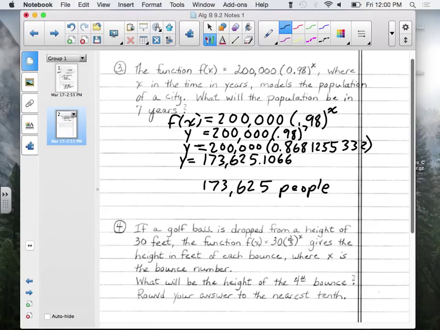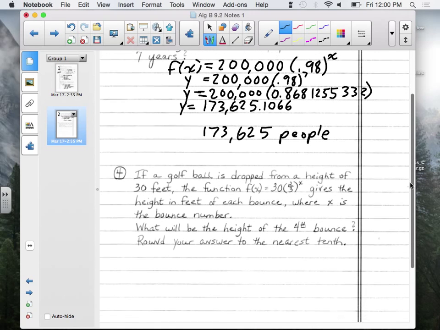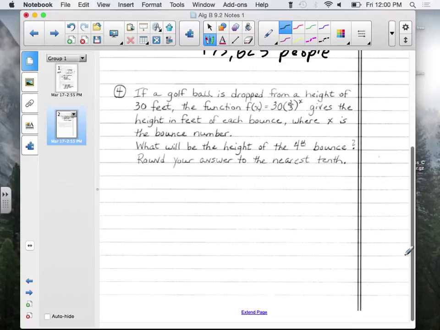Did what we expect to happen happen? What did we expect to happen again? The population would decrease. Did it decrease? Yes. Yeah, so we feel like our answer's pretty good then, don't we? Yes. Okay. All right. So last one, number 4. First things first, what's this function representing?